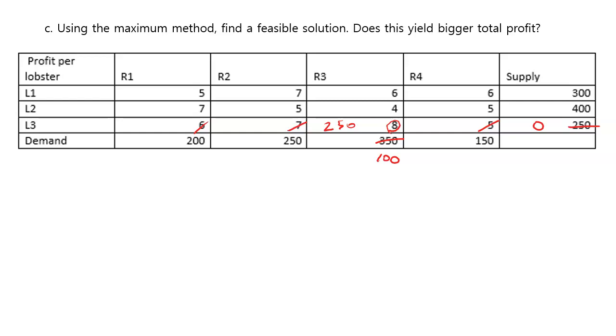Let's choose this one, 7. And since you have 300 and the demand is 250, we're going to give 250 as the maximum demand. So all the demand is met. That means this is gone. And 300 minus 250 will leave you with 50. Okay. And then now these are the remaining ones.